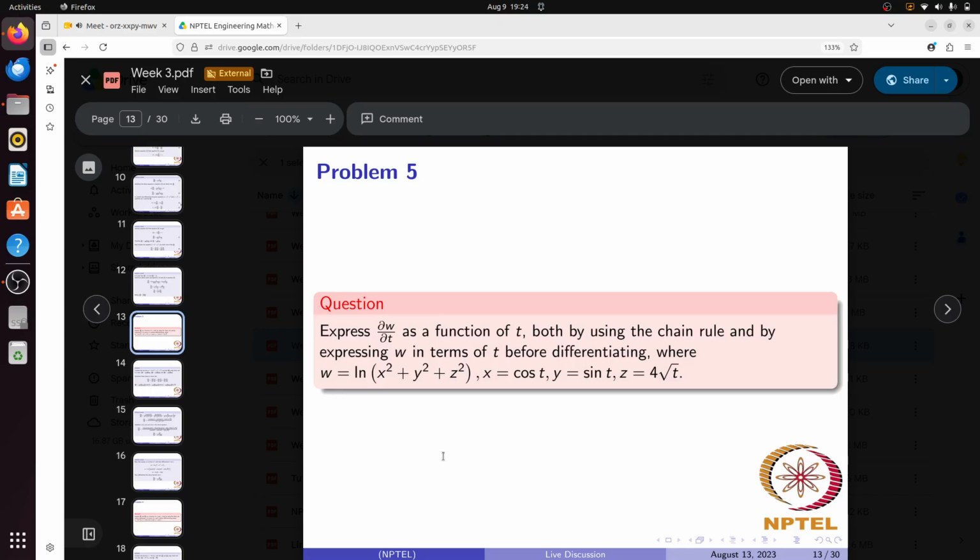Express del w del t as a function of t, both by using the chain rule and by expressing w in terms of t before differentiating, where w equal to ln of x square plus y square plus z square, x equal to cos t, y equal to sin t, z equal to 4 root t.